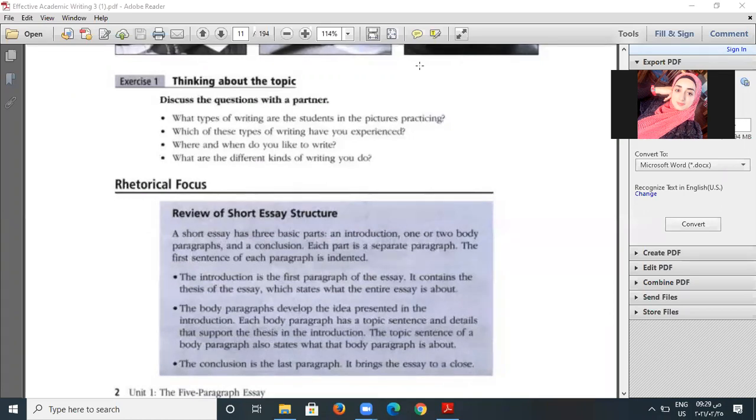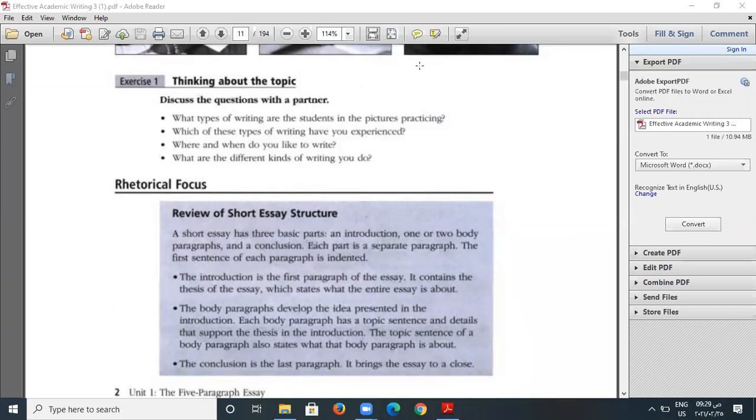So the short essay has 3 parts or 3 components. We start with the introduction, which is the first paragraph of the essay. What do we have in this paragraph? We have the thesis of the essay, which states what the entire essay is about. So in the introduction we have the thesis.